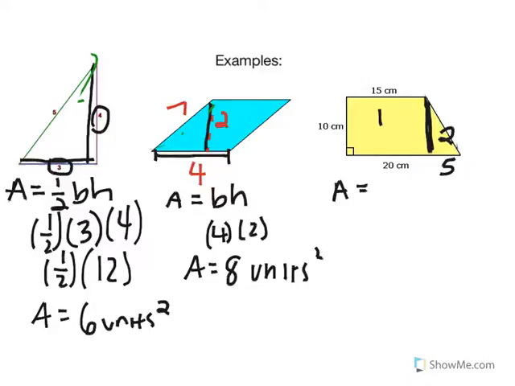Now, we see that this is 10, so this must be 10 as well, this height, okay? So let's do the area of our rectangle first. The area of a rectangle is base times height. So we have our base, which is 15, because that's where we cut off. We cut this 5 off the 20, right? So this is 15.